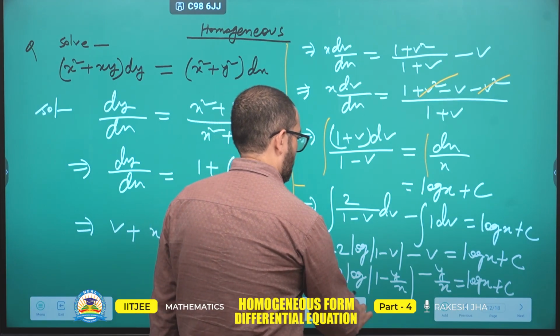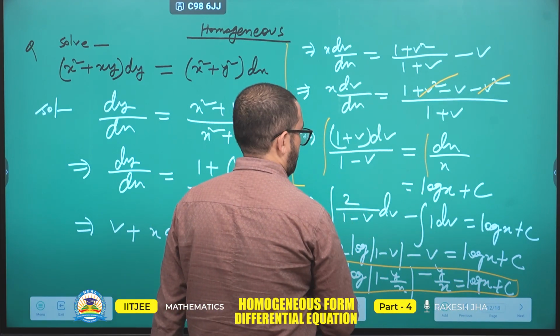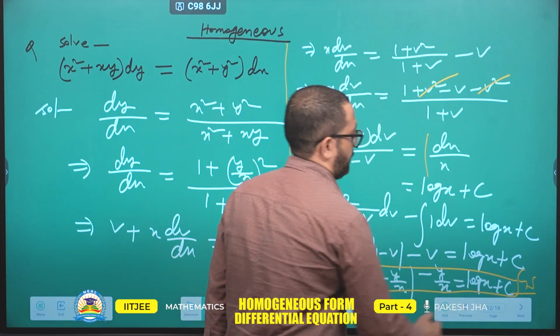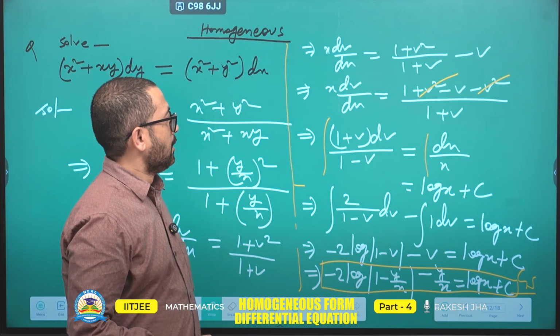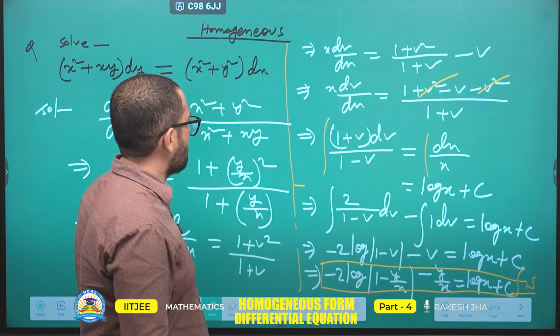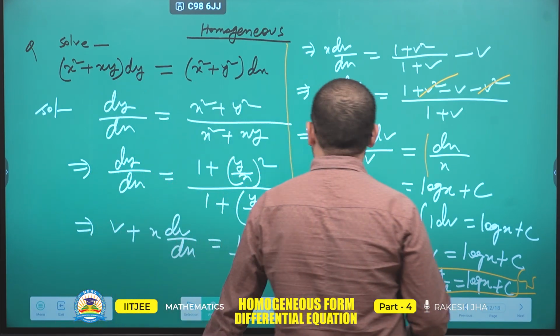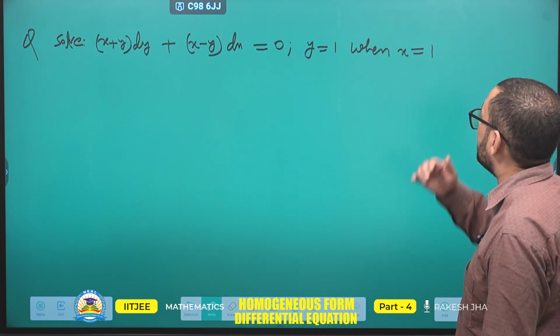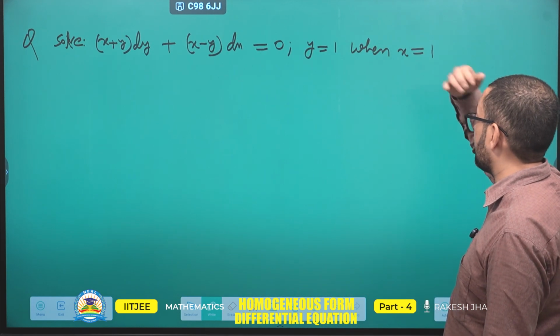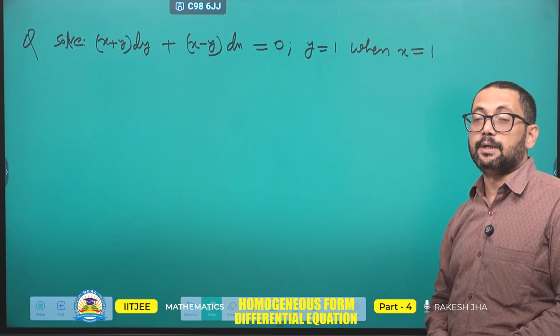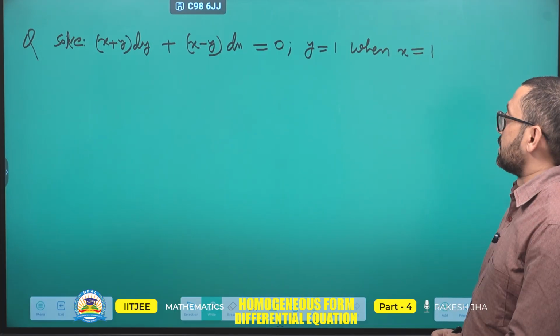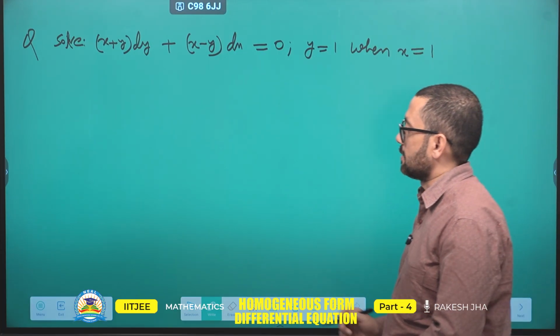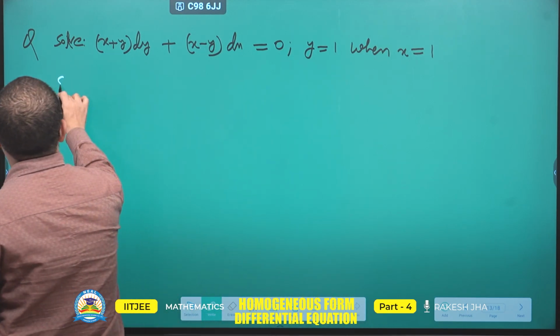So this is the required general solution of the given differential equation. So this is done. Now let me check if we have some more homogeneous. So let's do this question. This is basically asking for the particular solution. So in this, how will you solve?